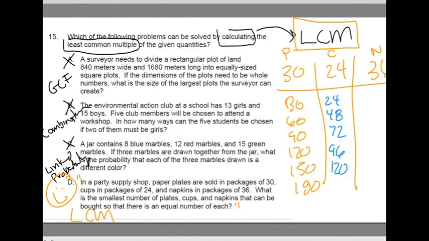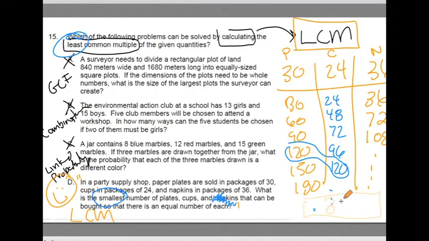Notice if we are only asked to find the smallest, that's code for least or fewest, the smallest number of just plates and cups. If that's all it asked us, the lowest common multiple for plates and cups would be 120. But it doesn't. It asks us to go all the way out with the three numbers. We'd have to list out the multiples of 36, 72, 108. And notice this would take a very long time. We'd have to go all the way out with the list strategy, all the way out to 360.